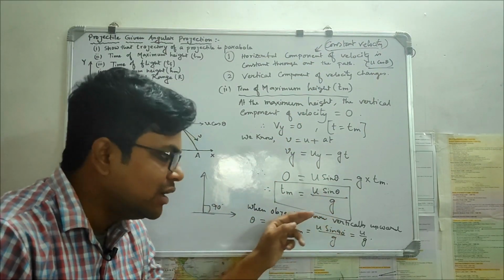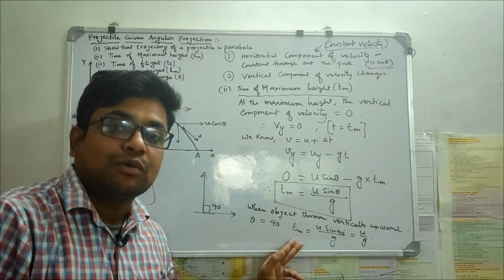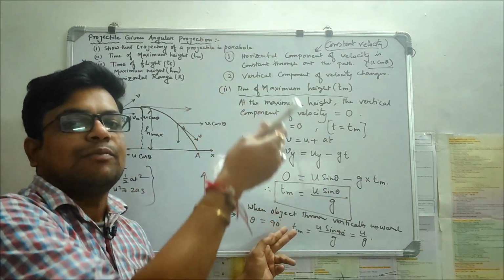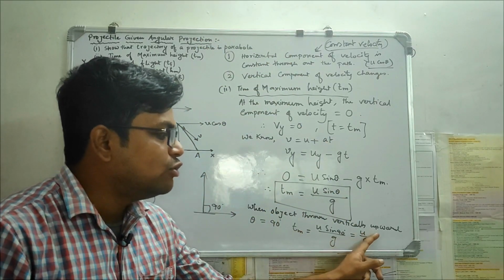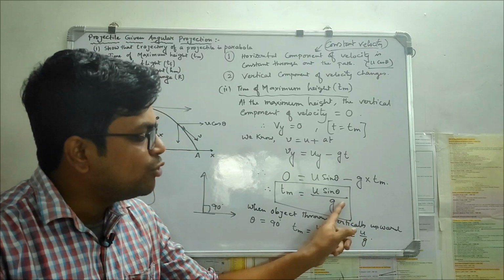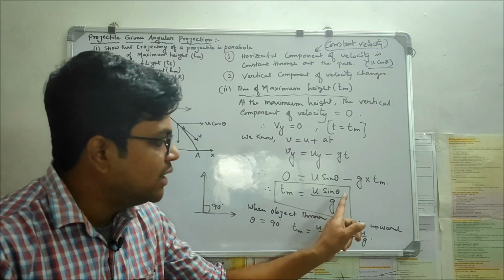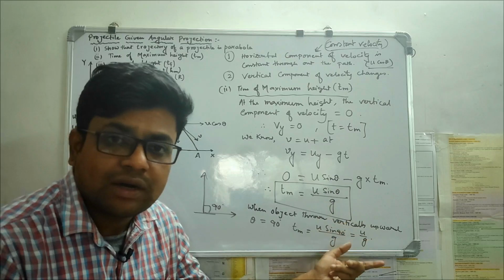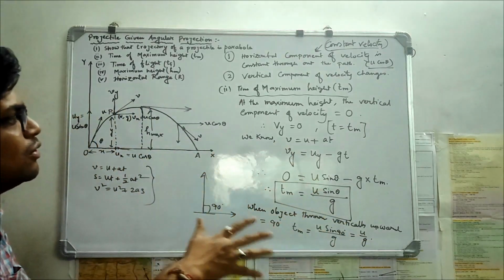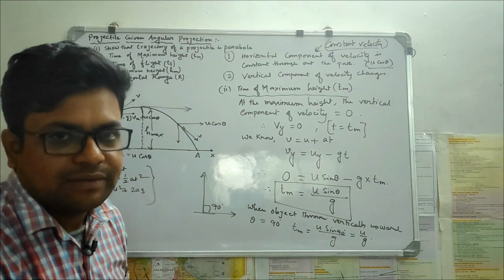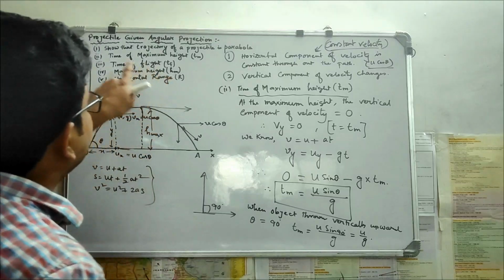From this general formula, you can calculate the special formula, like when the object is thrown vertically upward, what is the time taken? Time taken is U by G. How is it coming? By putting theta equals 90 degrees in this equation. Sin 90 is 1, right? So that is how we can calculate the time of maximum height, right? Chalo, next karenge. This is the second one done.